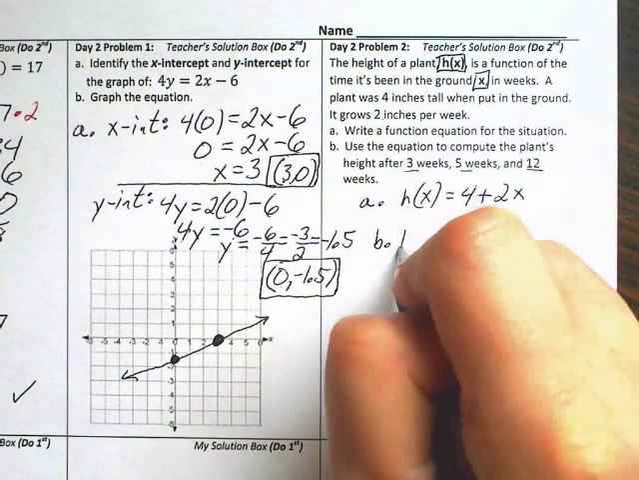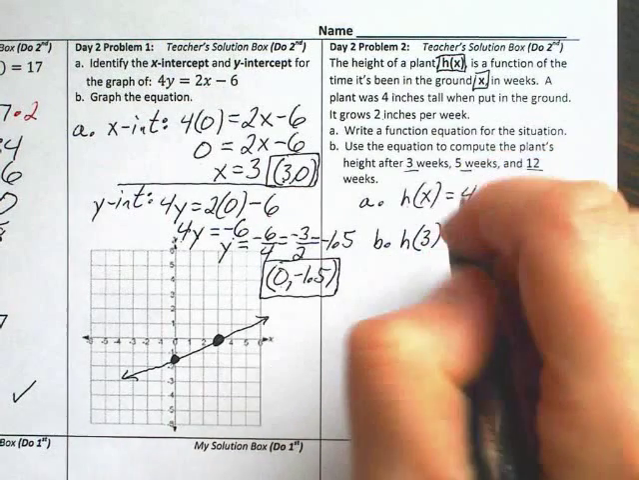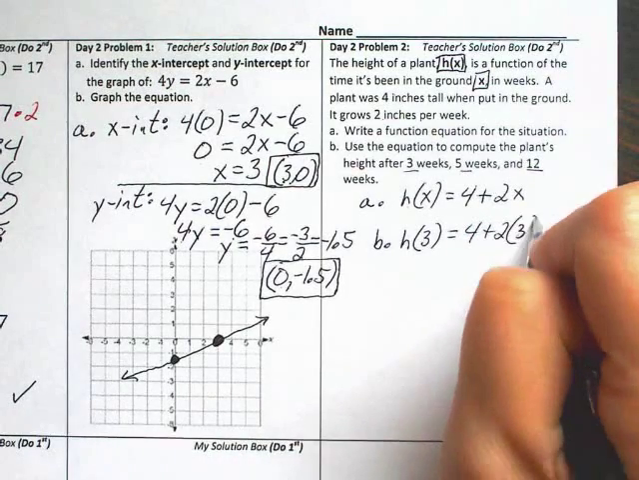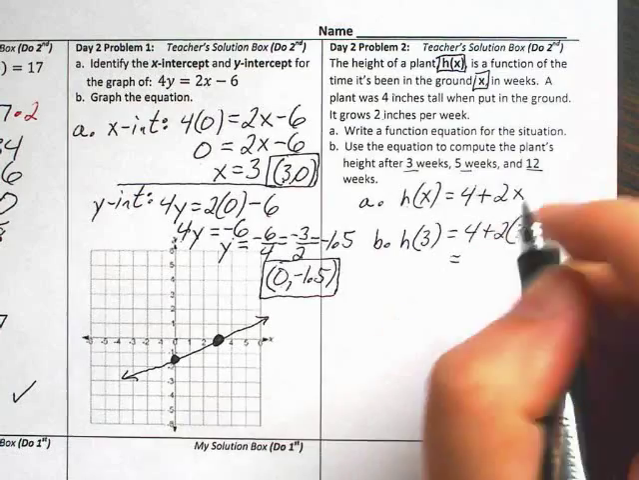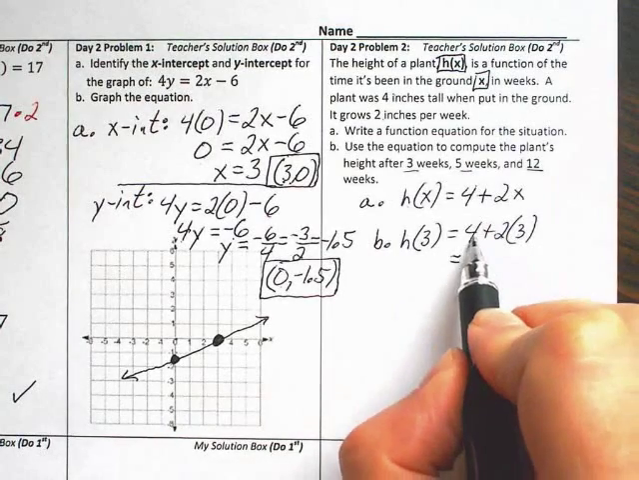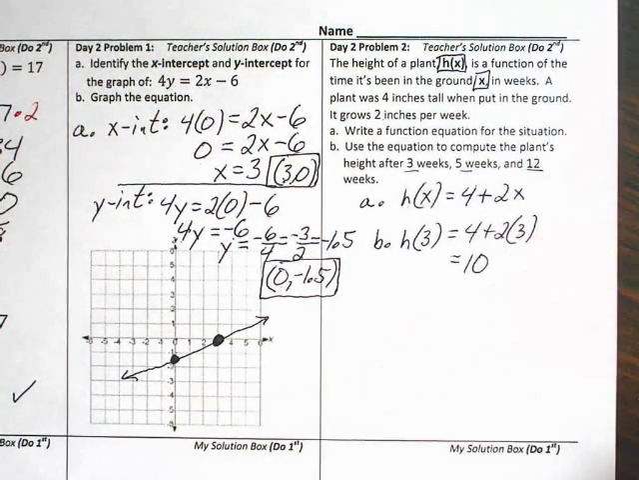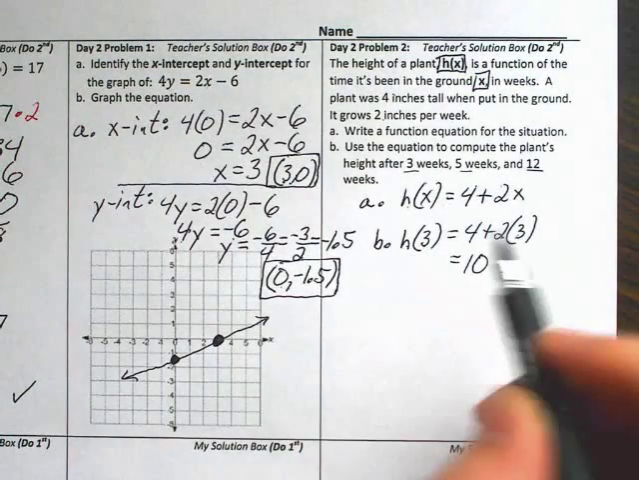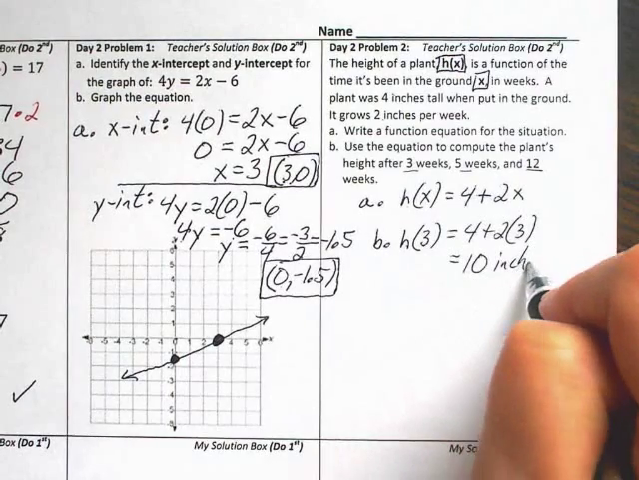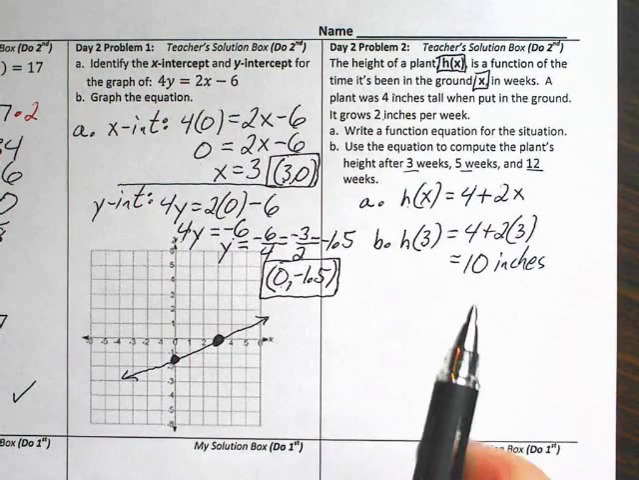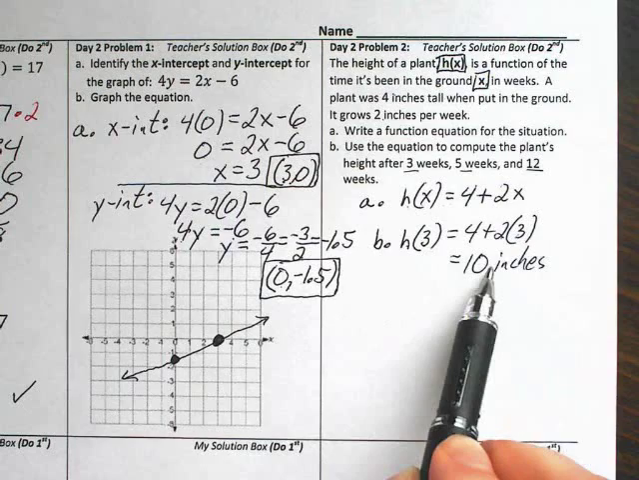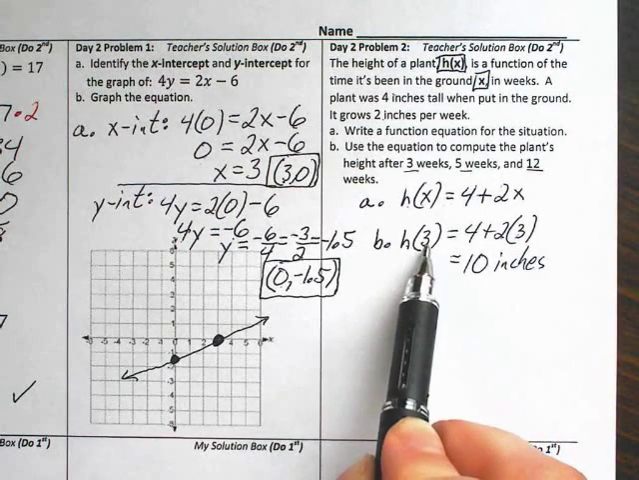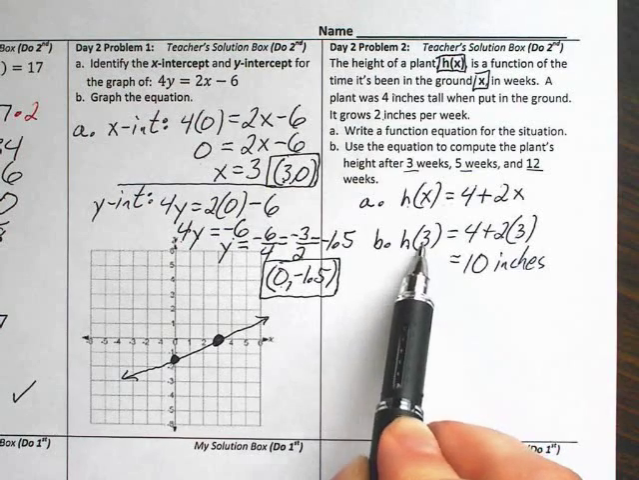It would look like this. h of 3 equals 4 plus 2 times 3. And working this out, 2 times 3 is 6, 4 plus 6 is 10. So the height of a plant after 3 weeks of growing is 10 inches. The purpose of function notation is to be able to show us a height but at the same time show us what number of weeks that height was based on.